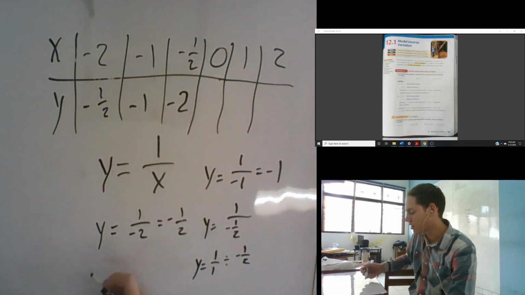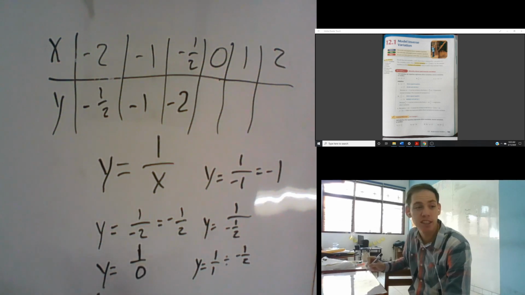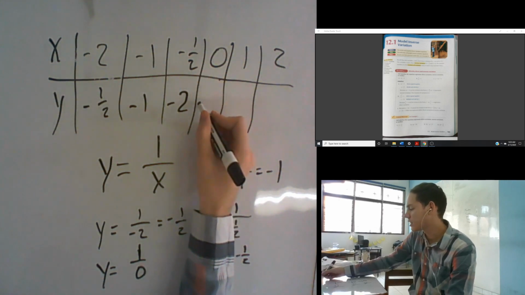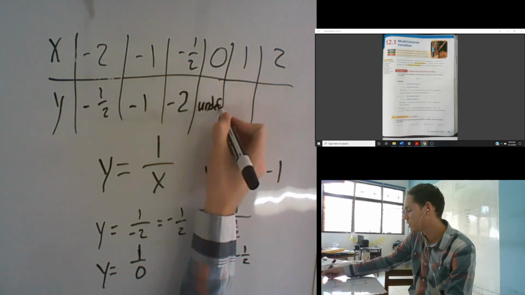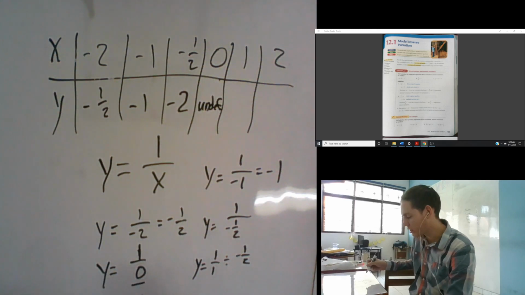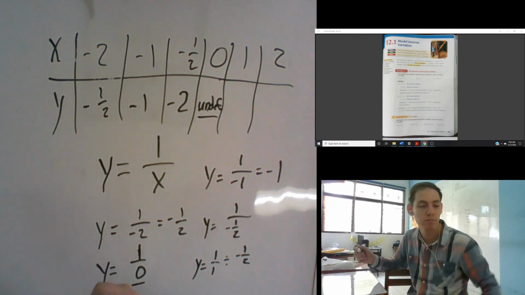Okay, what about 0? Can we plug in 0 for x? y equals 1 over 0. Well, how many times does 0 go into 1? We don't know. So this is going to be undefined. Actually, a rule is if you have a 0 in the denominator, it's always going to be undefined. We're not going to know what point that is.